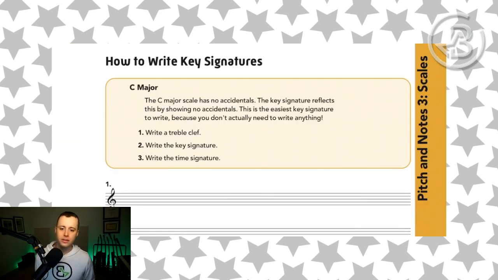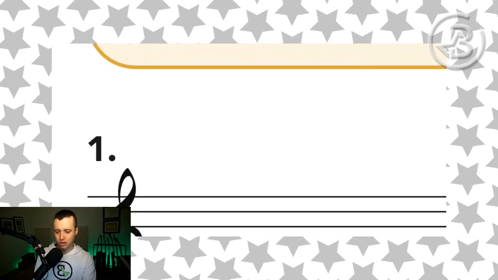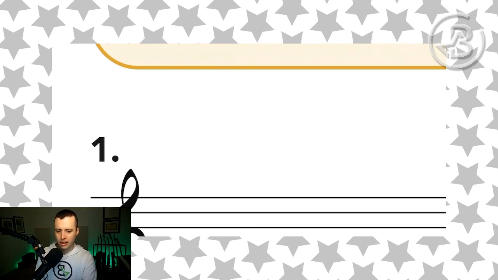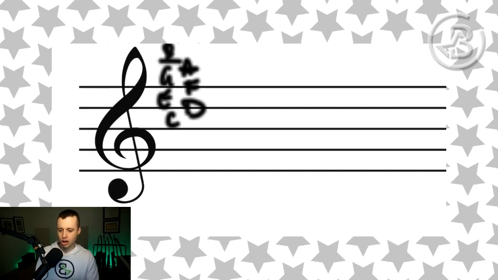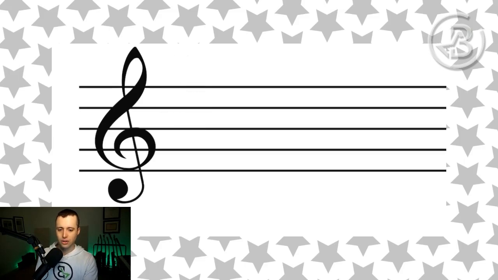In this lesson, we are going to talk about how to write key signatures. The key signature for C major is actually pretty easy to write because you don't need to do anything, because there are no sharps or flats in the key of C major. Basically what the key signature is doing is telling us, by the way, we have in this key a C, a D, an E, an F, a G, an A, and a B. And there's no sharps or flats. So you don't need to write anything.